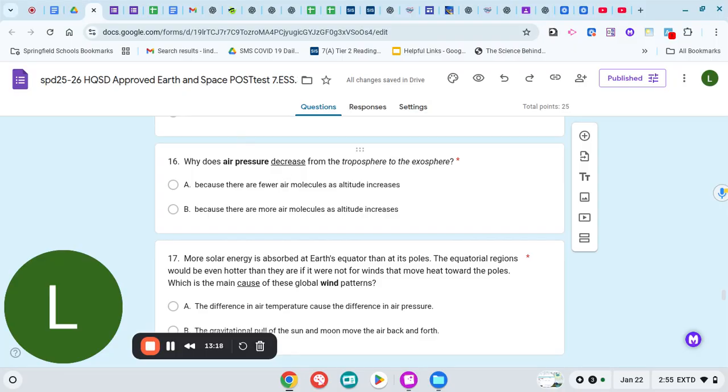Why? Is it A, because there are fewer air molecules as altitude increases? Or is it B, because there are more air molecules as altitude increases? So think about what's happening as you go higher into the atmosphere, higher in altitude. Is it A, there's fewer air molecules up there as you go up? Or B, because there's more air molecules as you increase in altitude?